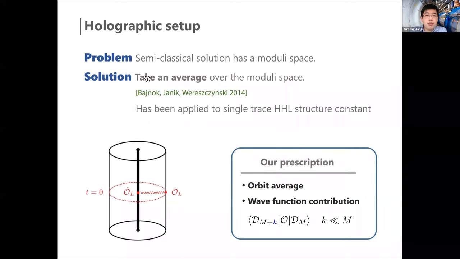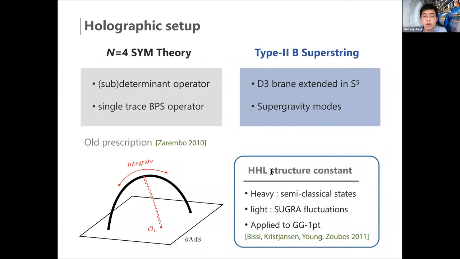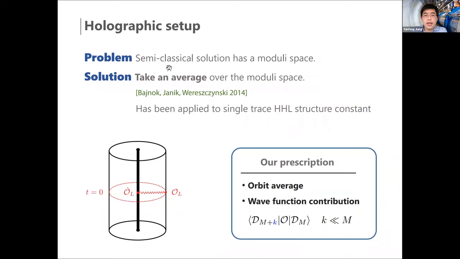At that time, there was a seemingly small problem with this prescription. The problem is that this semi-classical solution has a moduli space. This means the classical solution is not just one solution; actually, there's a family of solutions. So the question is, since there's a family of solutions which are equally good, which solution do you choose when you do this computation? There was some loose end in that prescription. Back then, you could just take one of the solutions and do the computation. This problem was pointed out already in a paper by Bajnok, Drukker, Hegedus, and Vyshinsky in 2014.